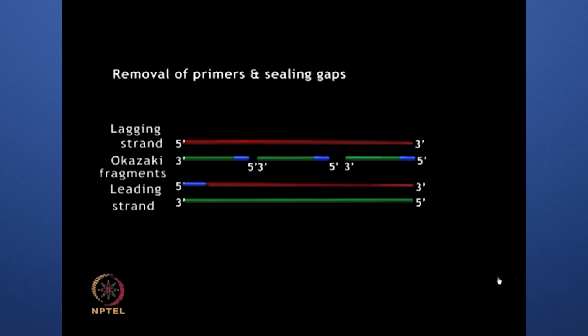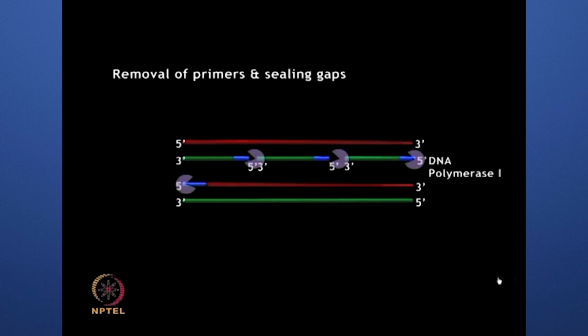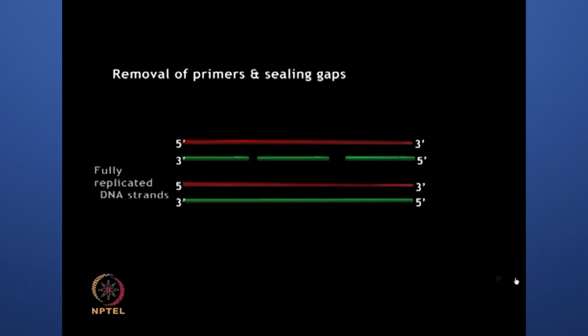The RNA primers are then removed and these gaps filled by enzyme DNA polymerase I. The Okazaki fragments on the lagging strand, which still have a nick between two consecutive fragments, are then joined together by means of enzyme DNA ligase. Sealing of the nicks completes the process of replication, after which all the machinery dissociates from the DNA strands.